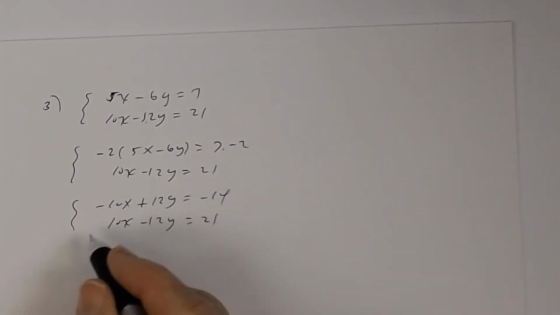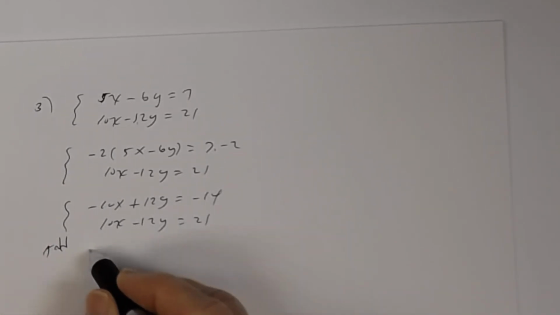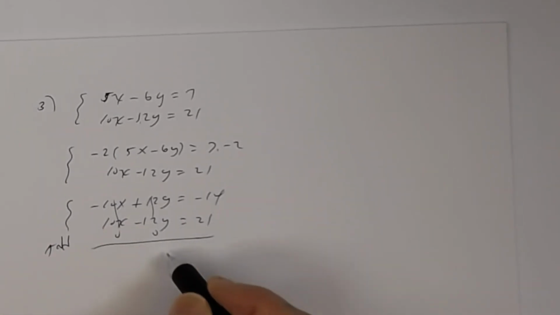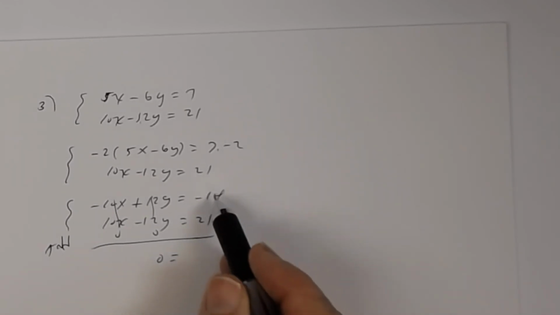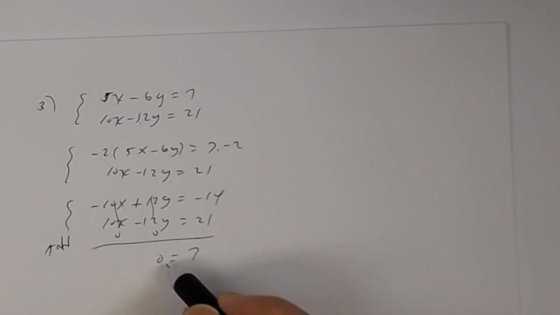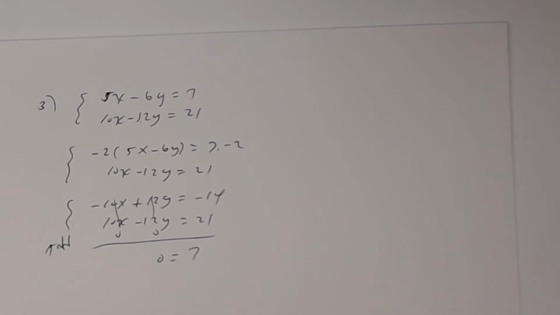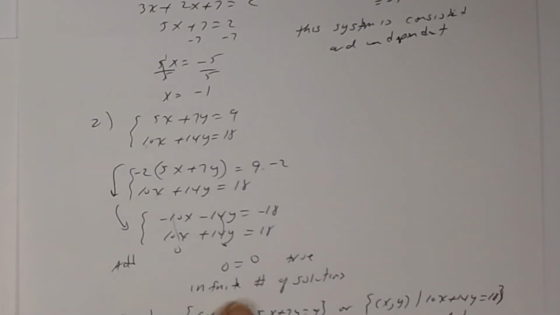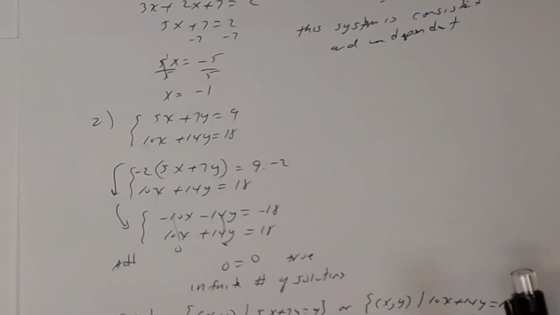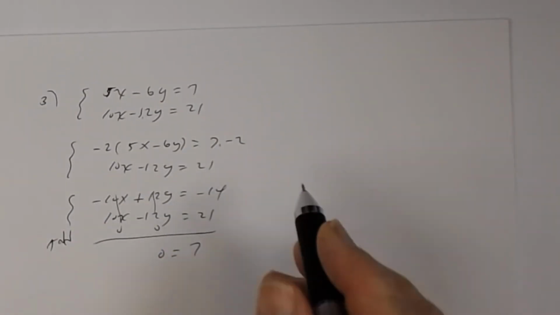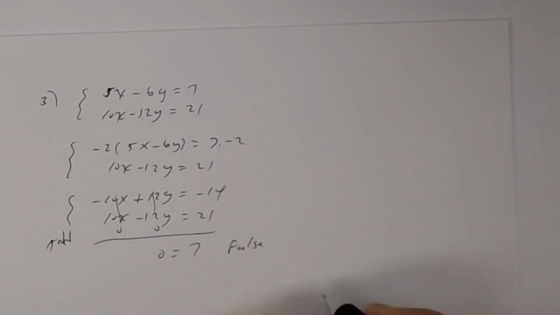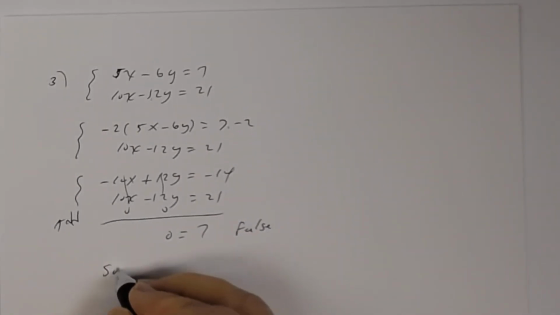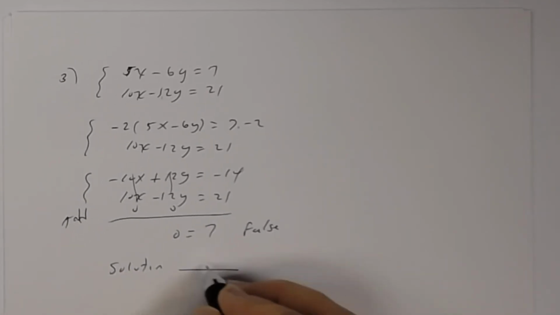Now, the interesting thing about this is when I add these, this is 0, this is 0, right? Equal. But on this side, negative 14 and 21 is 7. Well, notice the variables disappeared. When the variables disappear, that means either you're going to get no solution or you're going to get an infinite number of solutions. In this case, that's a false statement. So that means you have no solution. In the solution, you're going to say no solution.